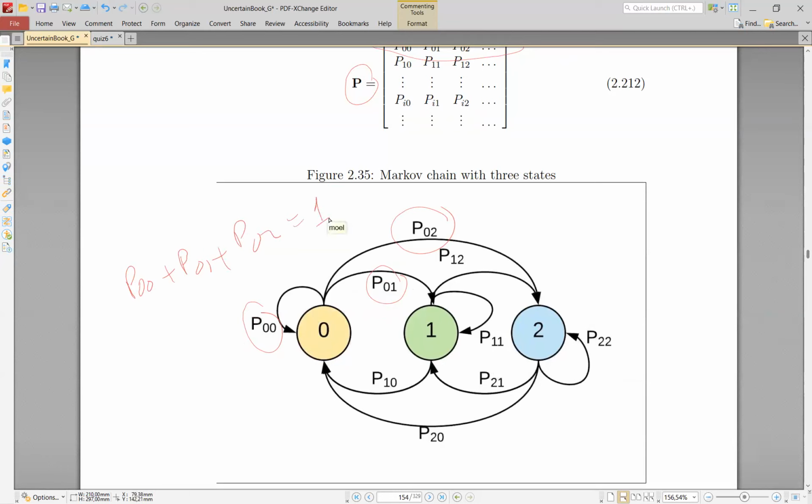Because if you are in a state now and you move from that state, then you have to move to one of the other states. Either you return to the same state, or you go to the first state or to the second state. Of course, what a state means depends on the problem, as we will see. So we can model many problems as a Markov chain.